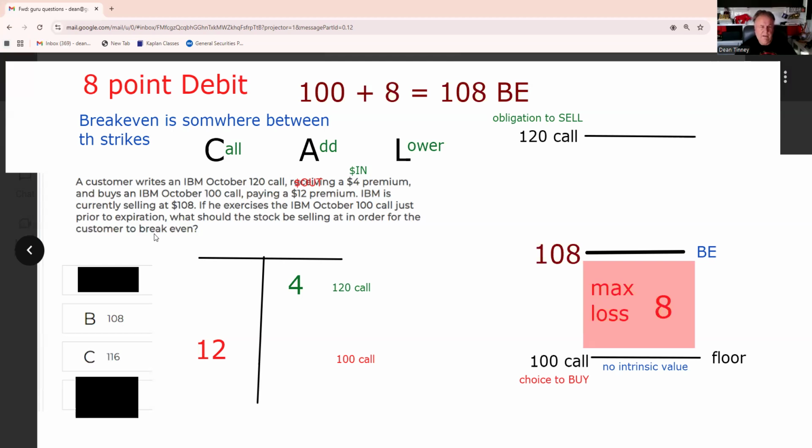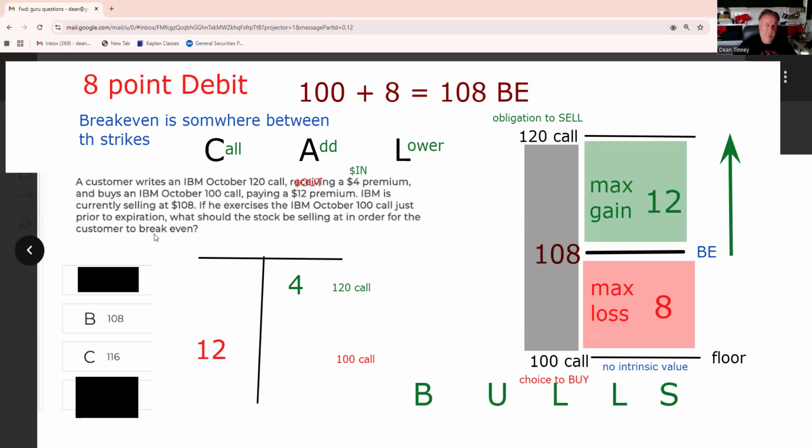Now, you can either memorize, yuck, that the maximum gain in a debit spread is the difference in the strikes, 20 minus 8 of 12. I just think that's a mental mess. I think it's easier to know 8 plus something equals 20. Right? I just think that's easier. There's 20 points to be made or lost. I spent 8, so I can make 12.